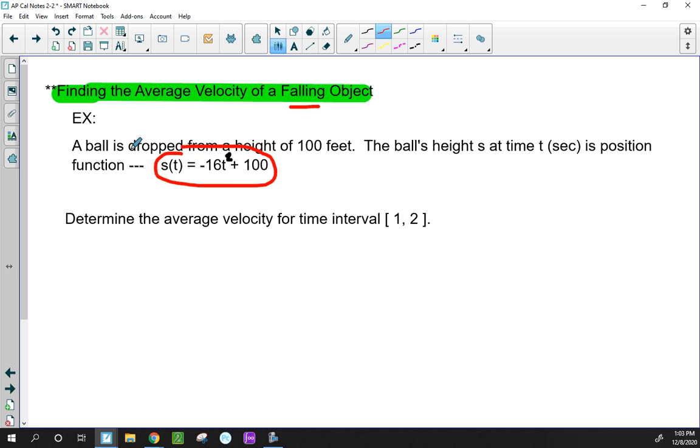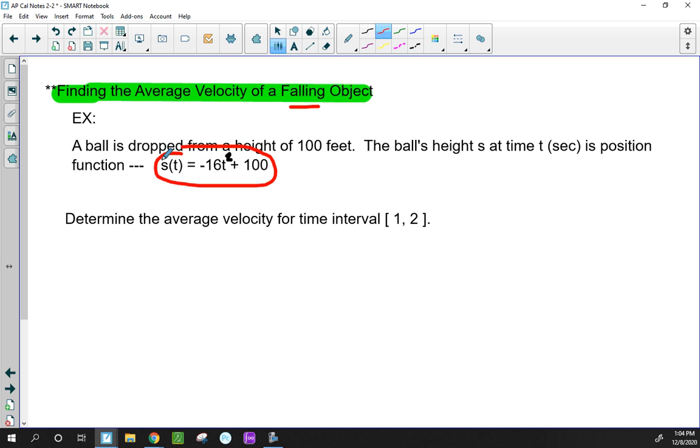So we have this scenario where we're maybe standing on top of a building, dropping a ball from a height of 100 feet, so the building's 100 feet above the ground. The ball's height s at time t is represented by this function, because every single second that goes by, the position of the ball is going to change. So that's why it's a function. And the reason it's s of t again is because we're talking about position. T is time, which is the x. The time will change, and the position of the ball, which is s, depends on the time.